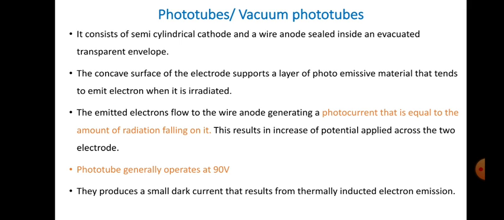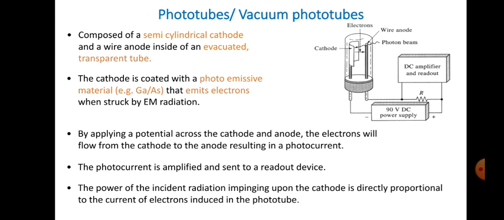Okay. So, irradiation with the help of radiations transmitted from the sample, the emitted electrons then flow to the wire anode, generating a photocurrent which will be equal to the amount of radiation falling on it, and a potential is applied across the two electrodes, that is cathode and anode. This phototube generally operates at 90 volt, and it produces a small dark current that results from thermally induced electron emission.